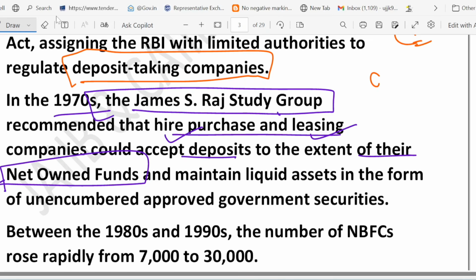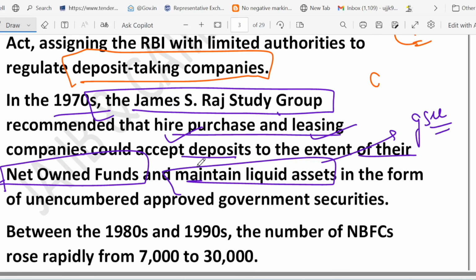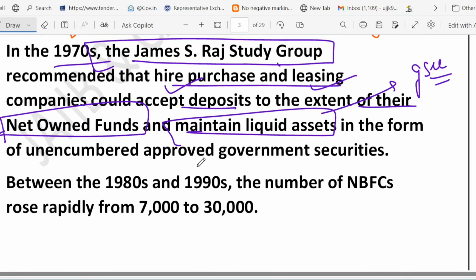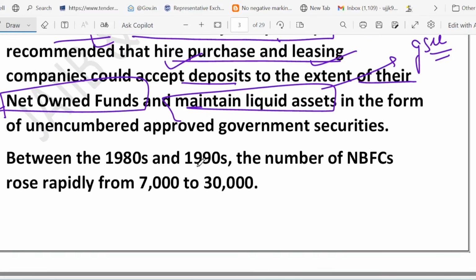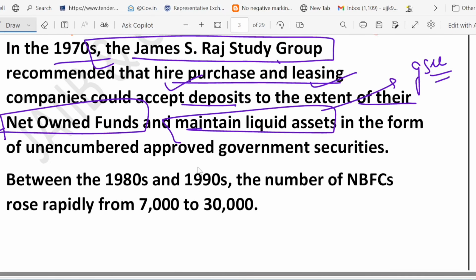And they had to maintain liquid assets like government securities. They have to maintain liquid assets for security. So can you give me some example of a liquid asset? Like a government bond. This is an example of a liquid asset.